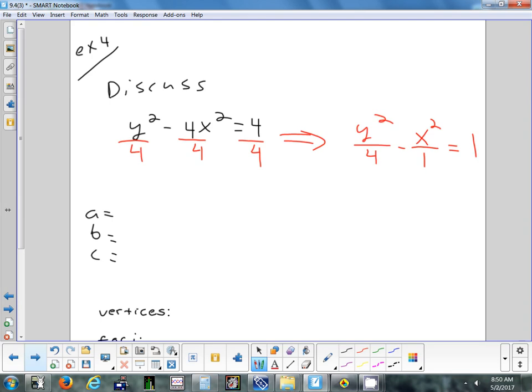Okay, what's A? 2. B? Square root of 1, which is 1. And C? Square root of 5. Any questions on A, B, and C? And now we just do it just like we did the last 2 problems. Same thing.